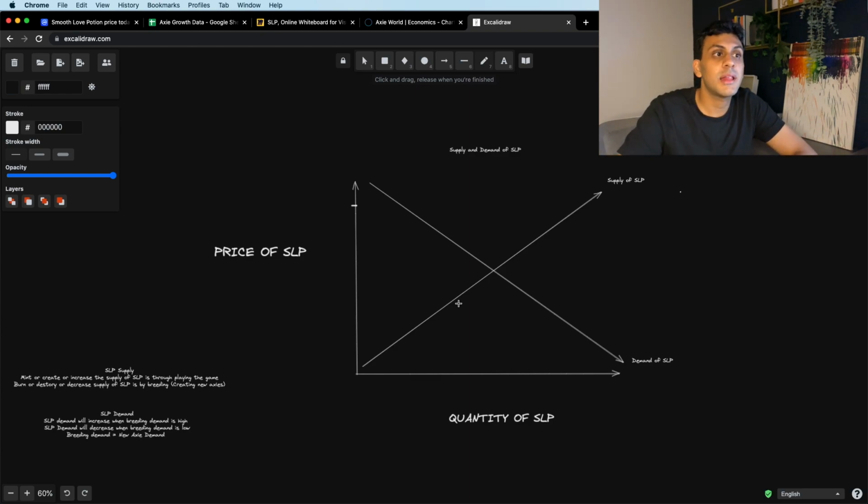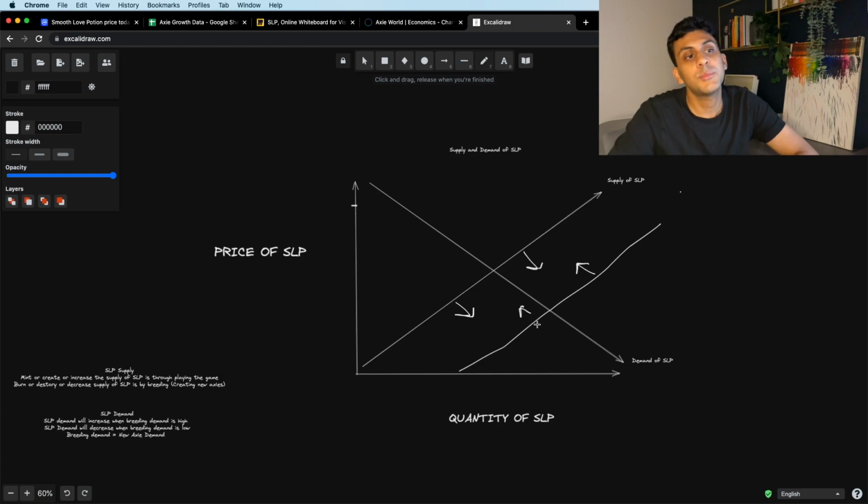This means that the supply of SLP is constantly increasing. Therefore, the price is decreasing and the quantity is increasing. But because there are not enough burn mechanisms, the graph of SLP is not moving back this way. It's constantly being pushed to the right and right, which is driving SLP prices lower and lower and the quantity of SLP higher and higher.